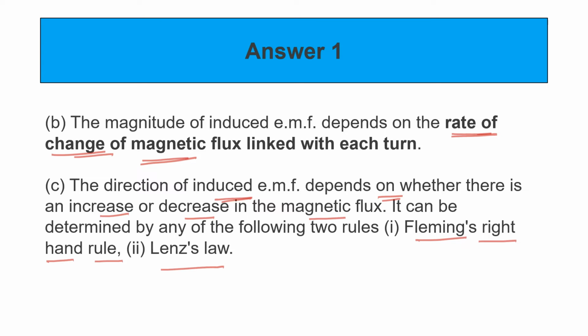Always remember in this question, only when there is a change in the magnetic flux, either increase or decrease, an induced current is produced. And to determine the direction of this induced EMF or current, we use two rules. One is Fleming's right hand rule and the other is Lenz's law.